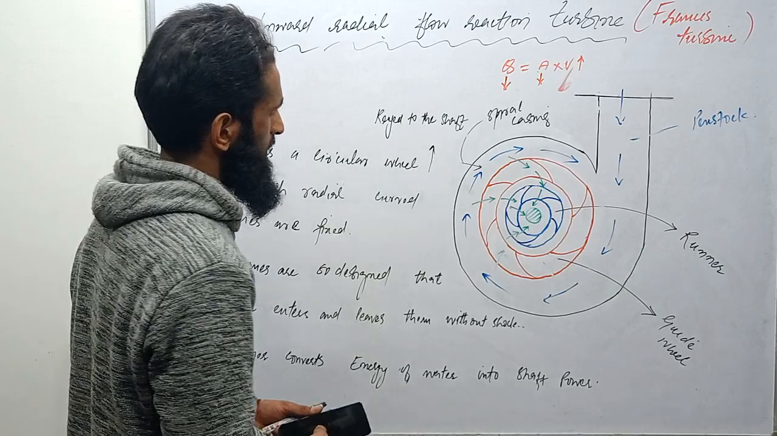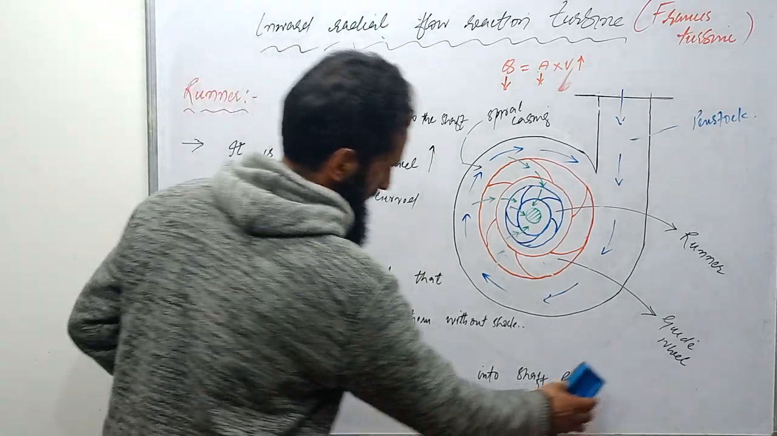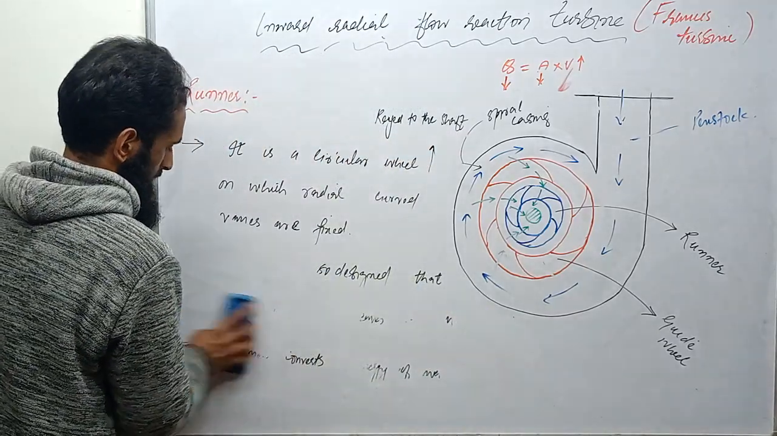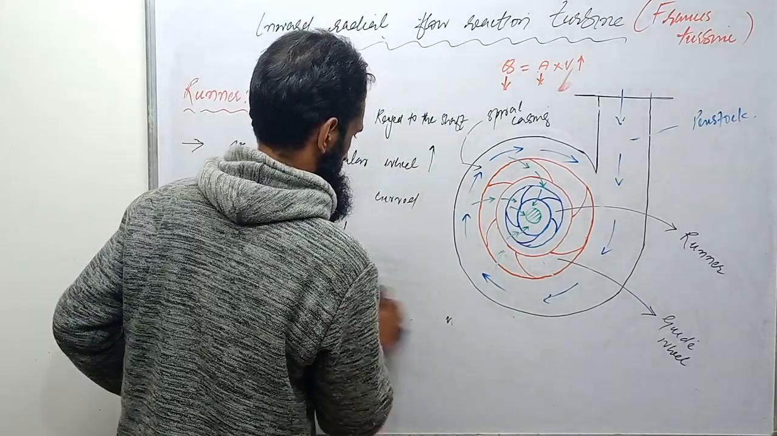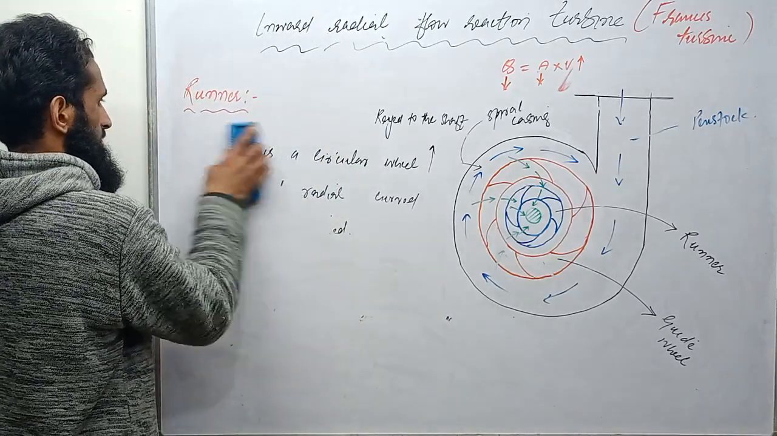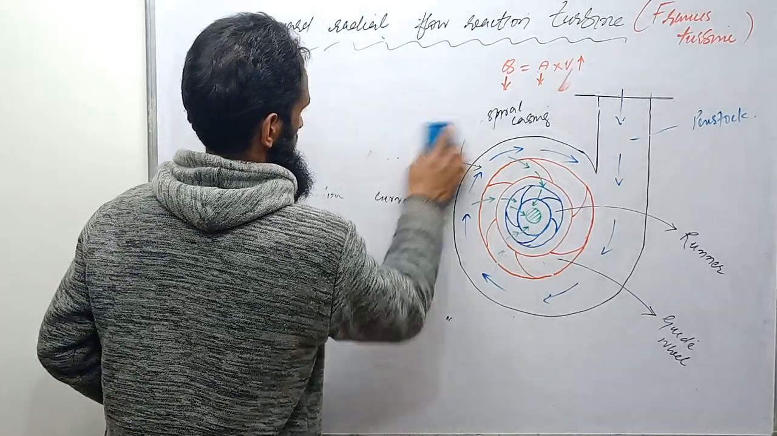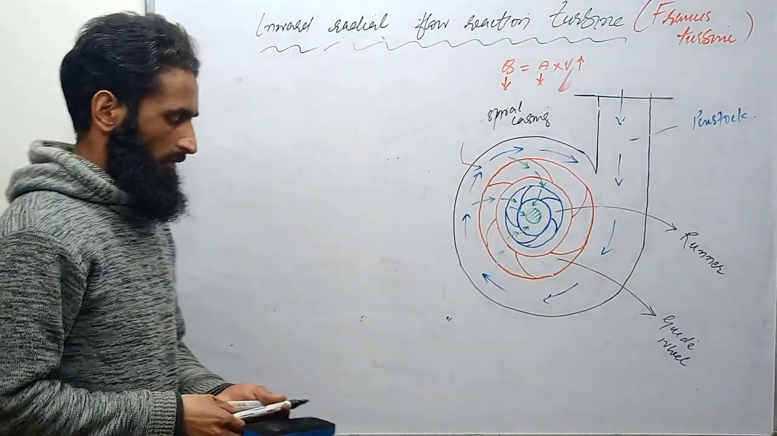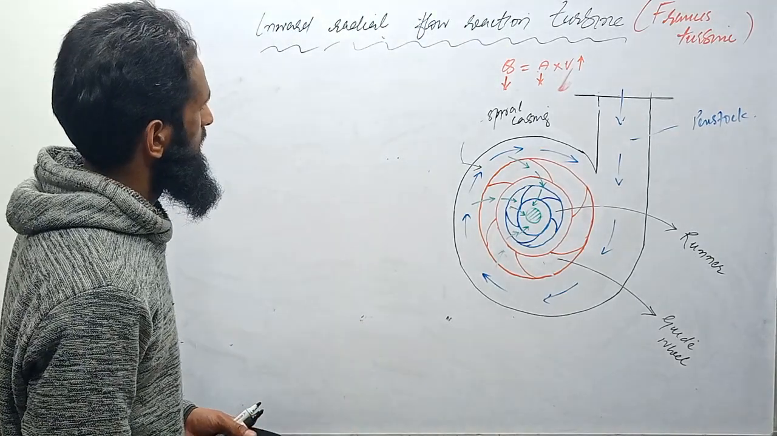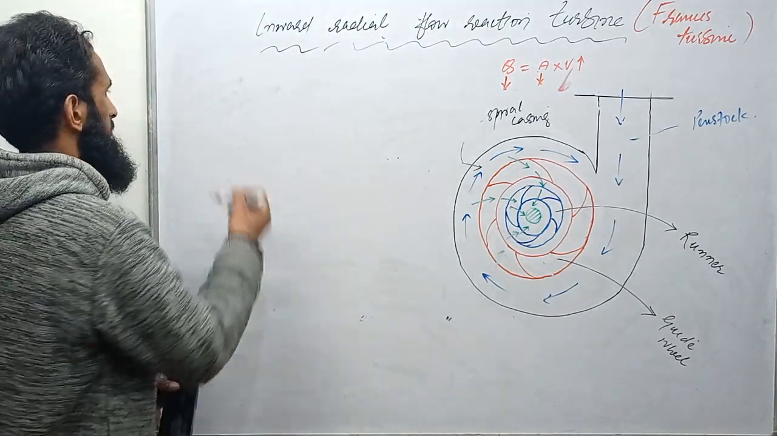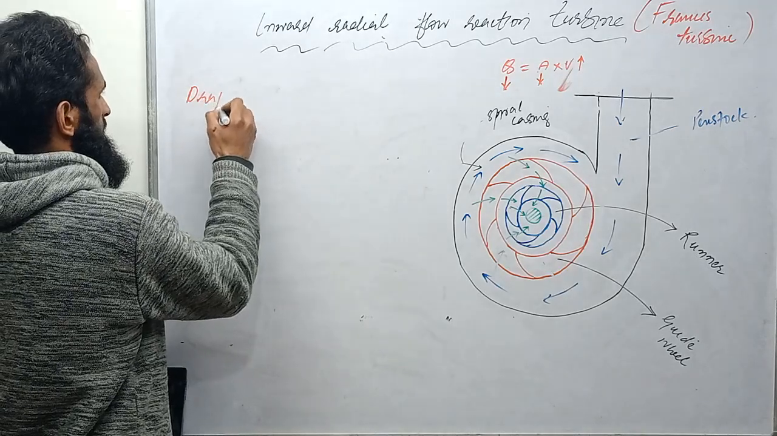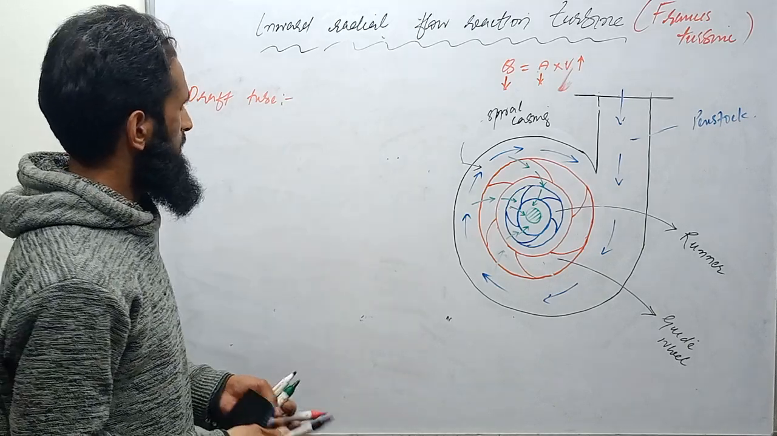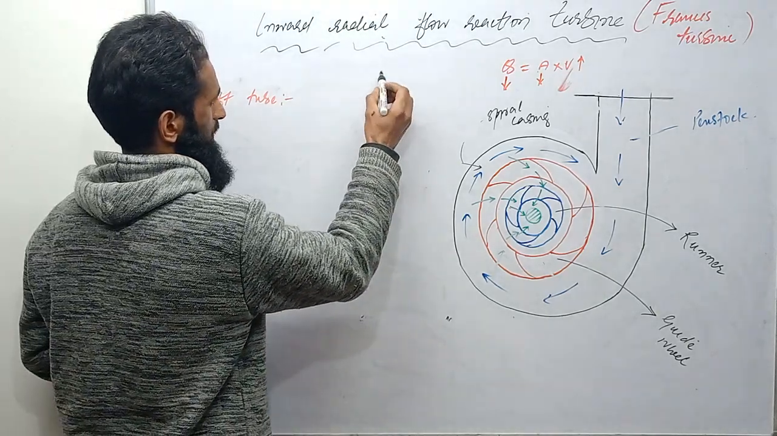One more component in this inward radial flow reaction turbine is the draft tube. Draft tube, it is the tube of increasing cross section.